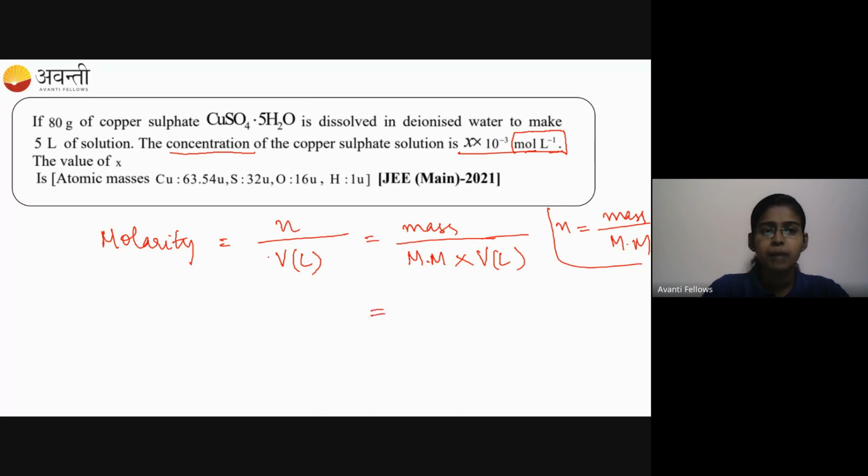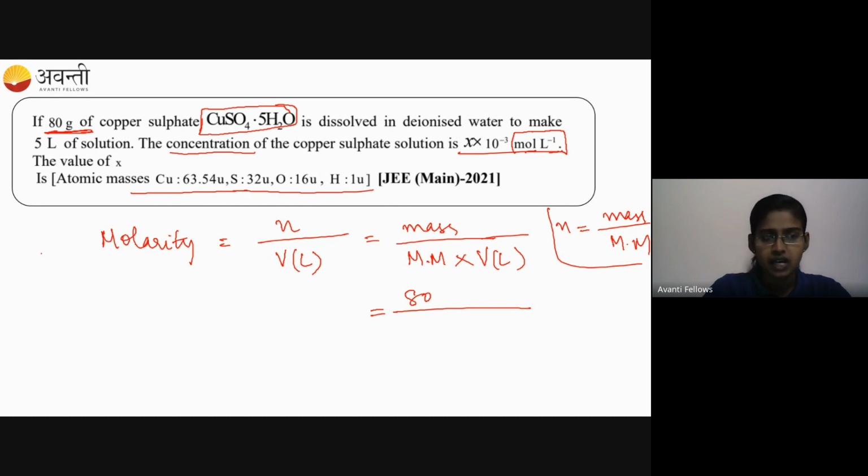So what is the mass of the solute? 80 gram of copper sulfate. So that is the mass of the solute. 80 divided by molar mass. Molar mass of the substance we have to find out. How to find out the molar mass? We can use these atomic mass values and then we can get it.